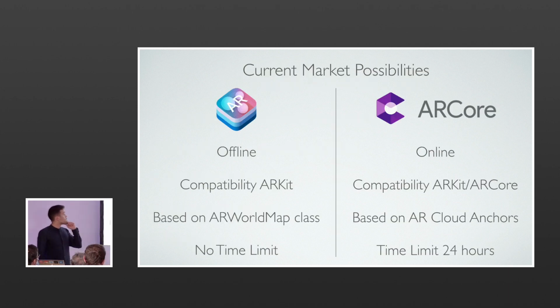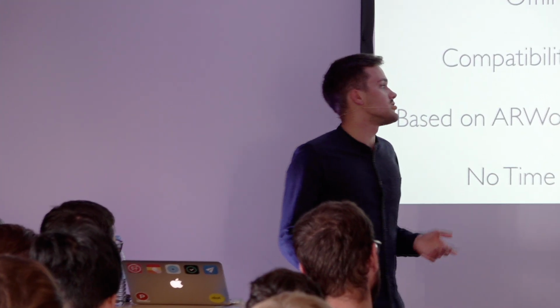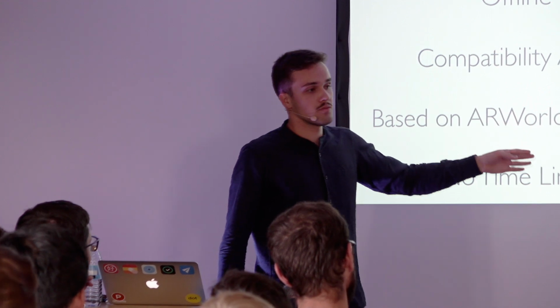So at first I want to tell you a little bit about the differences right now for persistent experiences, because it's still all new. The good thing to know is that ARKit is based on a class, which makes an object, ARWorldMap, and this object is totally offline, so you can take this object and put it on a server. There's no time limit, and it's only compatible with ARKit, whereas what they did with ARCore is compatible with ARKit and ARCore for the mapping of your surroundings. But the thing is that all of these anchors are online, and they are only available for 24 hours.